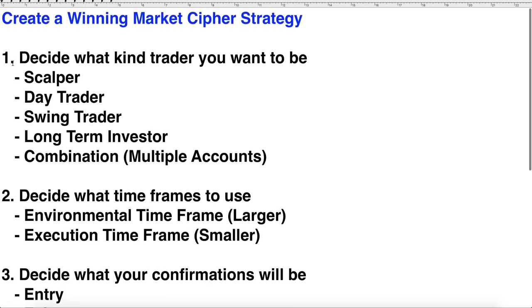Okay, so let's break this down. Decide what kind of trader you want to be. This is important because when people first open up Market Cipher, especially if they're new to trading, they're totally lost. They want to make money right away. So a lot of times people start on the smaller time frames, maybe the 1 minute or the 5 minute. They just want to win trades and feel like they're doing something. And then when people lose little scalps, they're like, oh, maybe I should do it on the 1 hour time frame. And then they're all over the place.